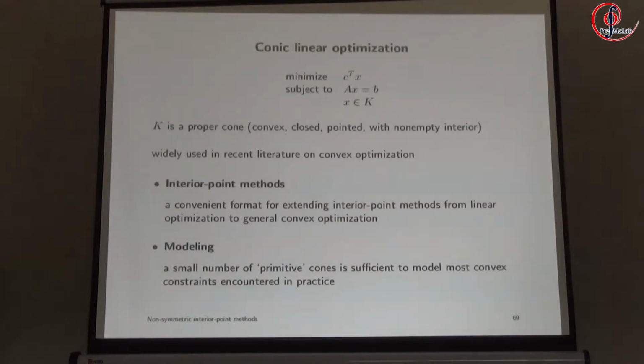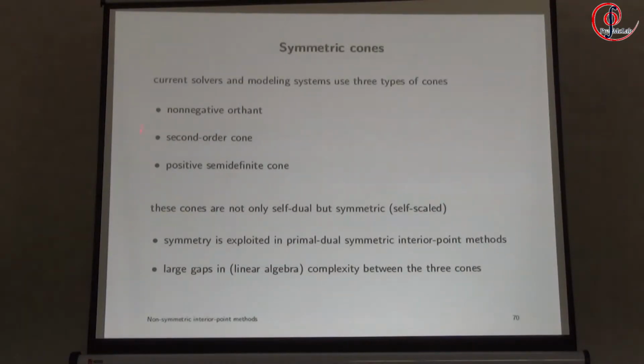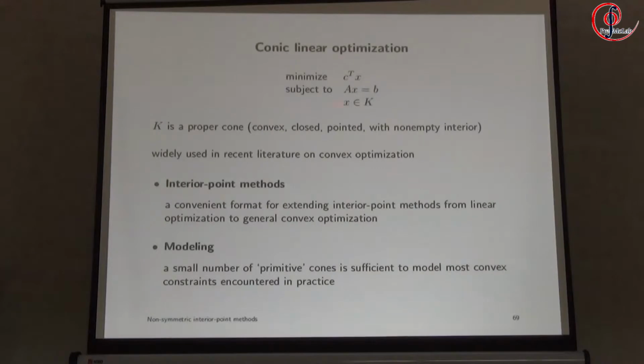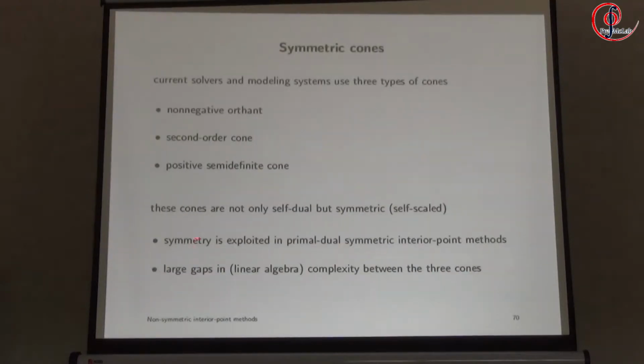So CVX, for example, will always convert any problem to constraints that involve these 3 types. And these cones are not just self-dual, but they're also symmetric, or self-scaled, and that's an additional property that can be exploited in interior point methods to derive completely symmetric primal-dual methods that are similar to the symmetric primal-dual methods for linear programming. So that's another added motivation for restricting solvers to these 3 cones.